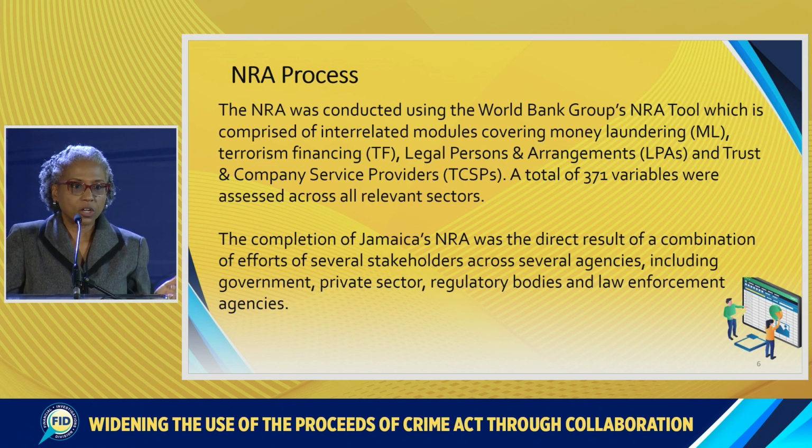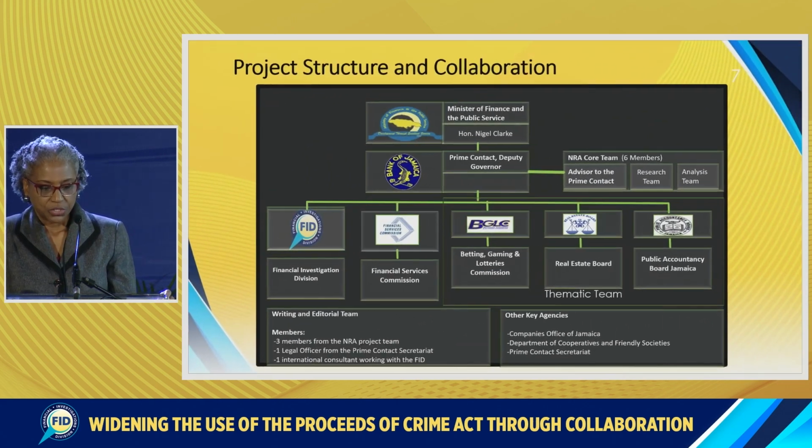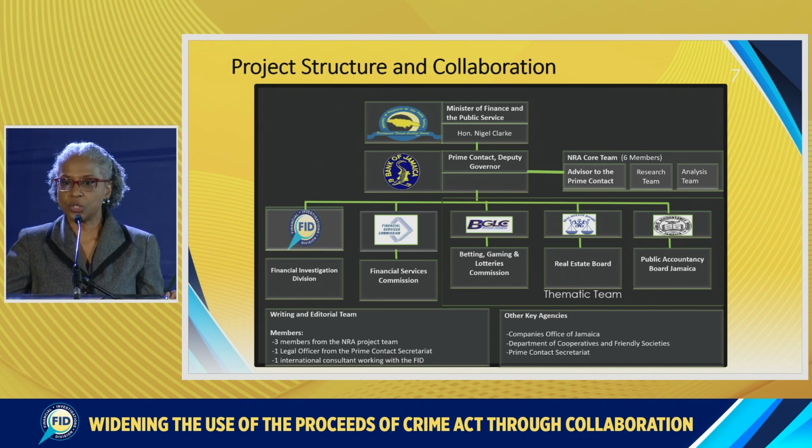And so we've been talking about collaboration all day, and the National Risk Assessment is really a very good example of that collaboration. We would not have gotten it done without the help of all the agencies and all the departments and all the competent authorities. So this just gives you an idea of all of the agencies that were involved in the process. There was also a writing team and an editorial team, and of course there was help from other stakeholders that came in at the time that they were needed.